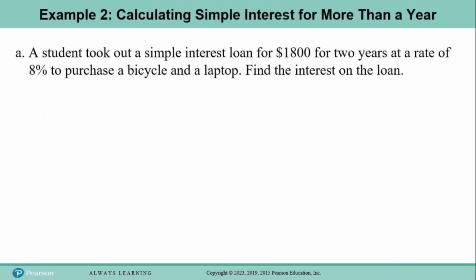Now let's look at example 2 together. So it says a student took out a simple interest loan for $1,800 for 2 years at a rate of 8% to purchase a bicycle and a laptop. Find the interest on the loan. Okay, again, it says find the interest, so we know we're going to need our I equals PRT formula. The $1,800 represents the principal.